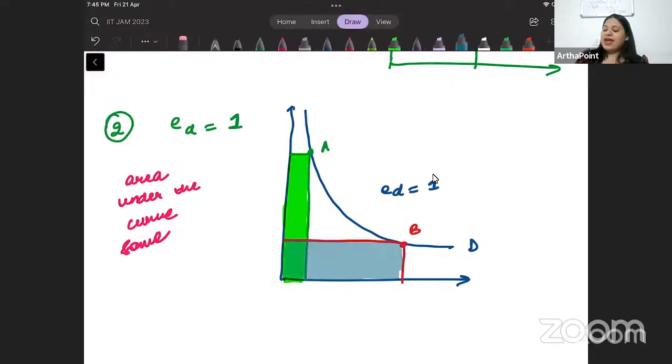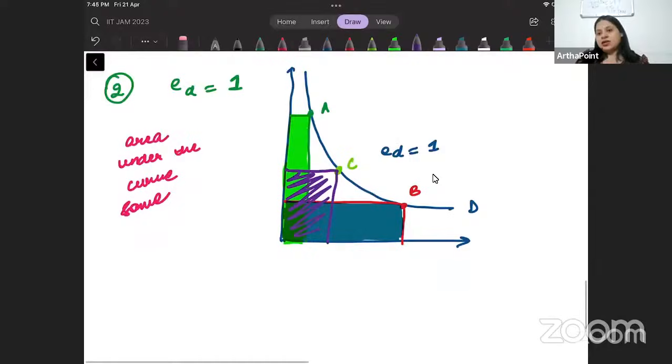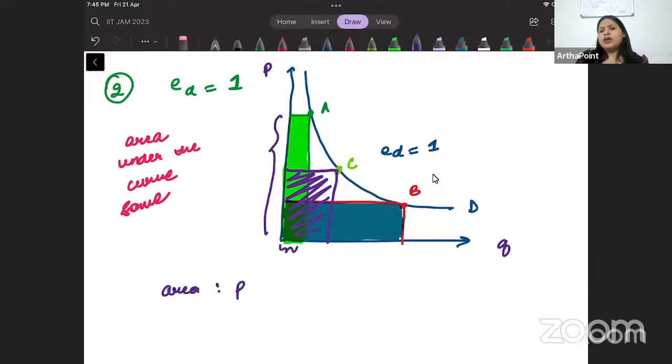In fact, you take any point, you take a point C and you make a rectangle out of it. Its area will also be equal to both of these. The area under these different points will be equal. Tell me carefully, what is the area in this case? Area is price into quantity. This is the price and this is the quantity. So area is nothing but price into quantity.